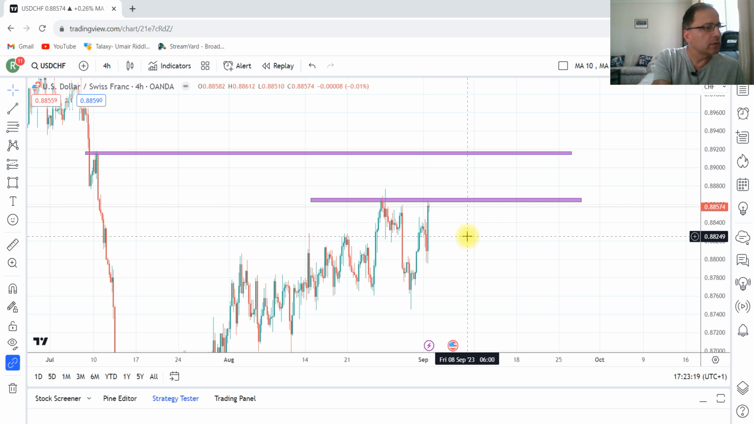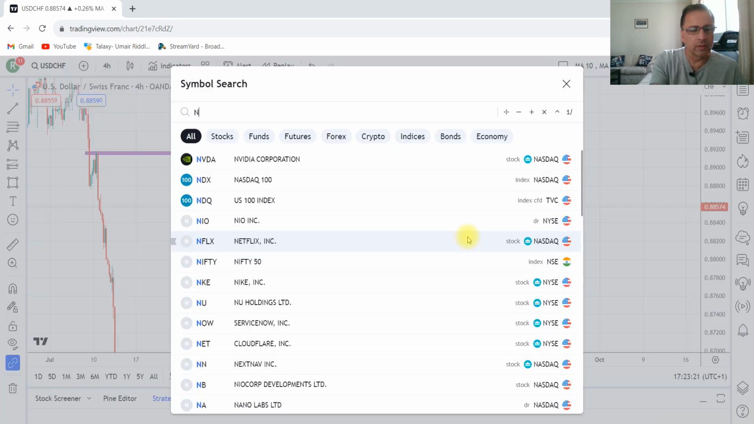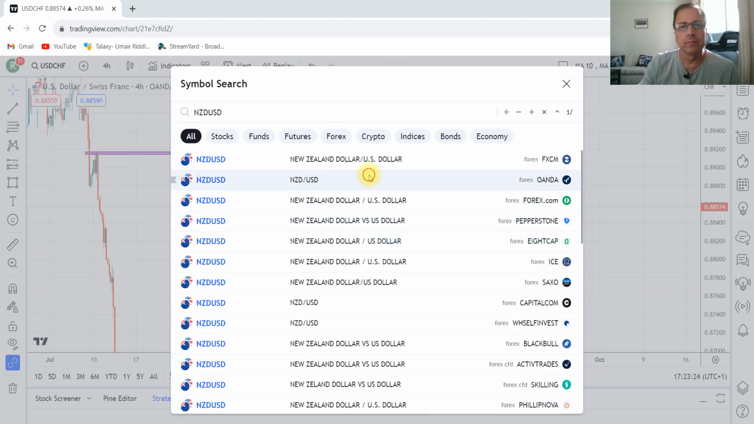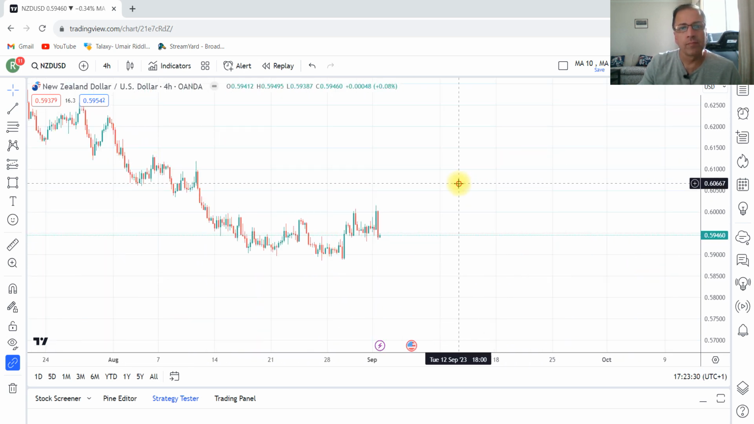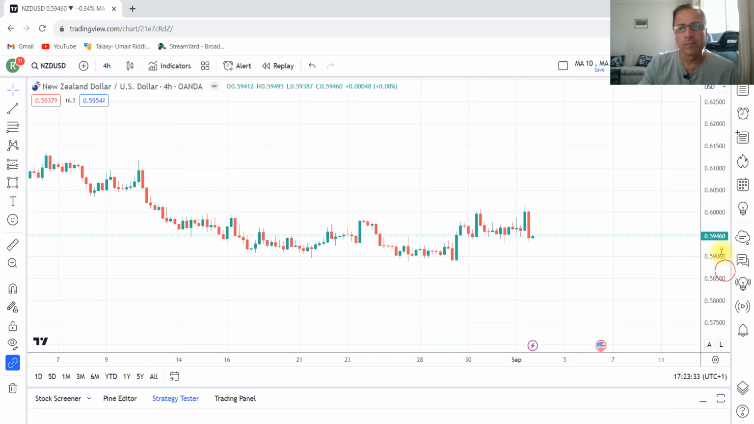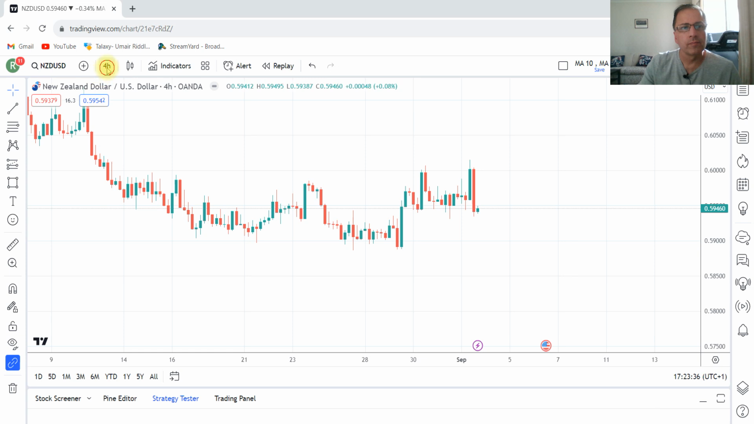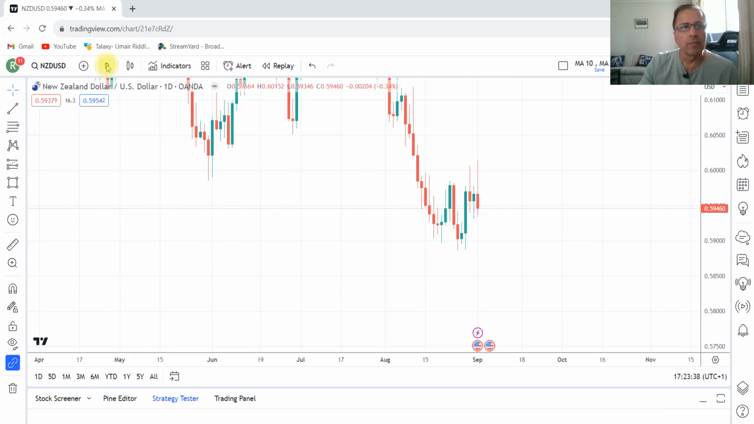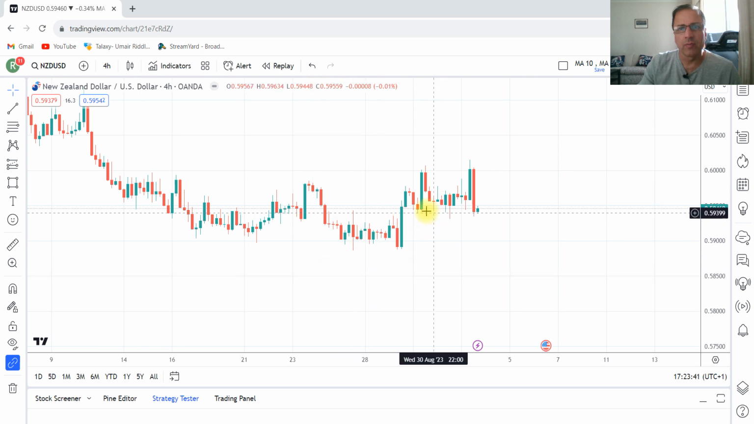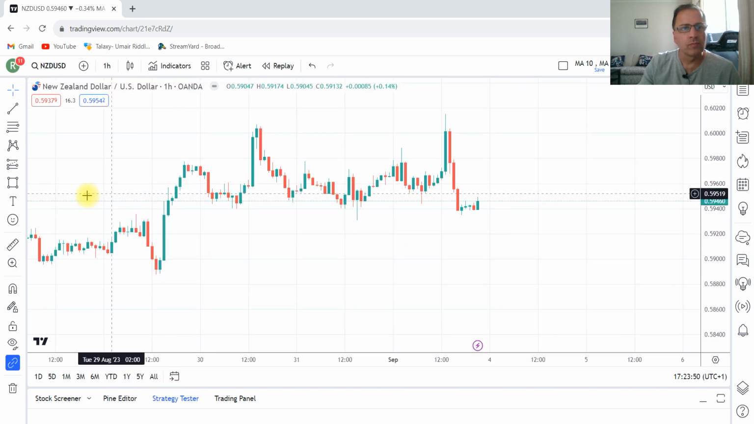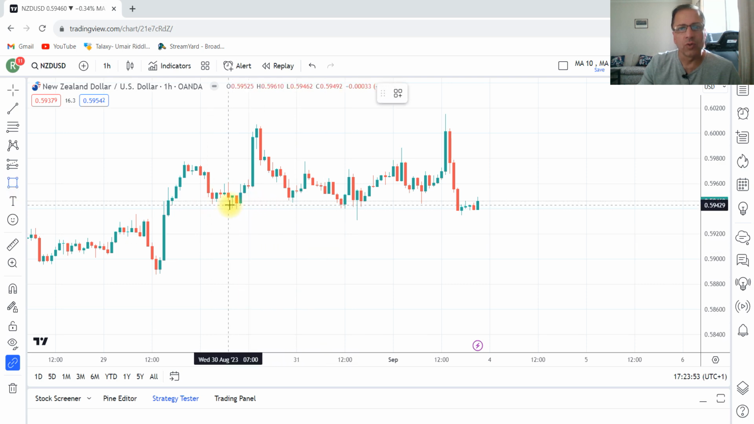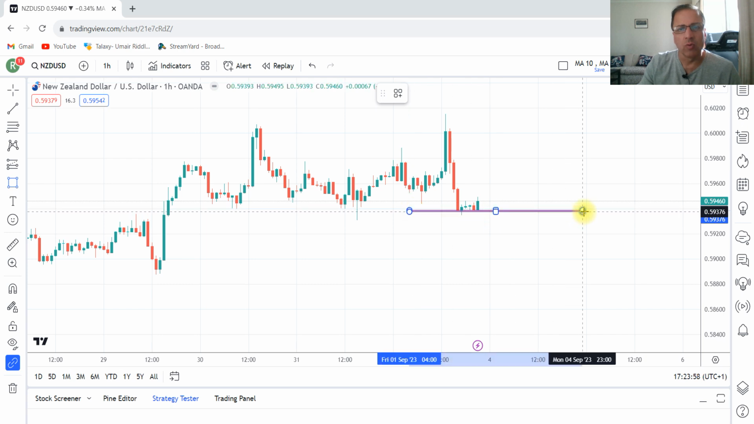Next pair is NZD USD. Daily time frame, 4-hour time frame. Let's have a quick look on 1-hour time frame. So that's your 1-hour time frame. It's on a support level at the moment.